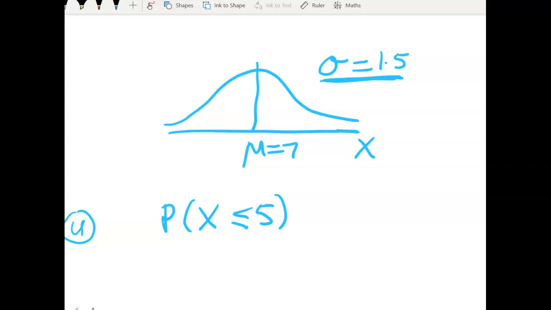What I do want to do though is to colour in the area that I'm looking for on the graph. So just put 5 on somewhere below 7 and colour in that area. Now that tells me that my answer is going to be less than 0.5.